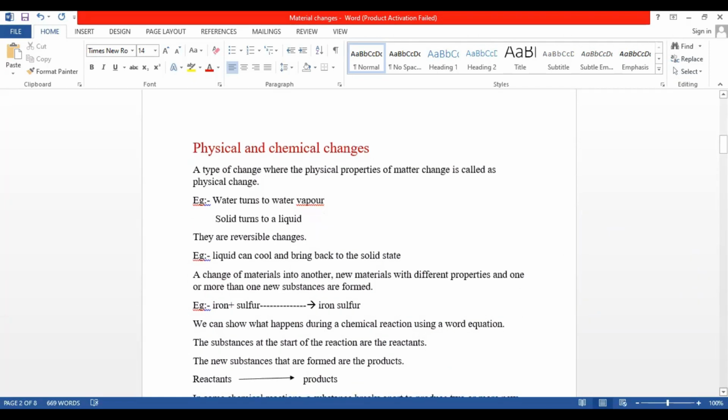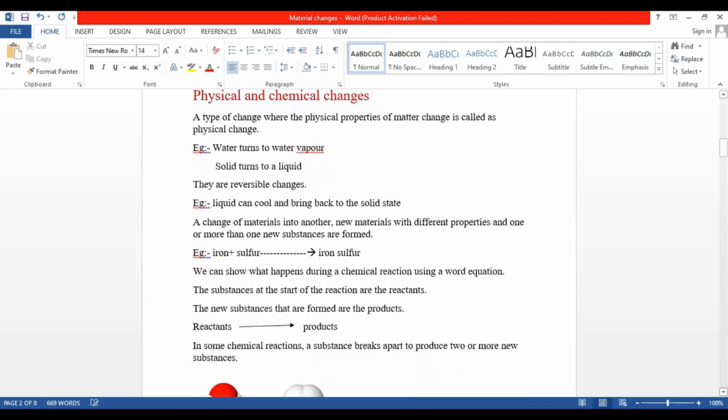A type of change where the physical properties of matter change is called a physical change. You can see an example. Water turns to water vapor, solid turns to a liquid. These are the physical changes. That means the states have changed. State changes are the physical changes. Solid is turned into liquid, liquid is turned into solids.